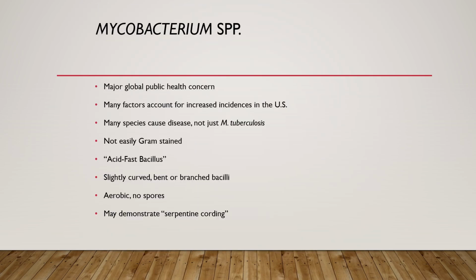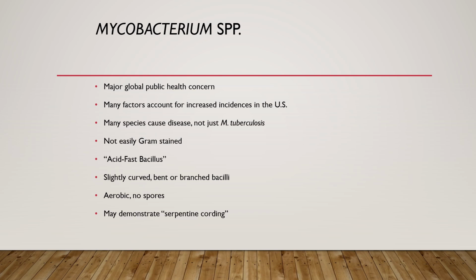When I think of Mycobacterium species, most often I think of the organism tuberculosis. This is one of the Mycobacterium. It is a major global public health concern. There are about 8 million cases of tuberculosis every year, according to the World Health Organization, and about 3 million deaths per year. Many factors account for the increased incidences in the U.S. In the U.S., there's about 80,000 cases per decade. But some of the factors that have increased the incidences of tuberculosis can be organism drug resistance, the AIDS epidemic, and the healthcare infrastructure collapse.